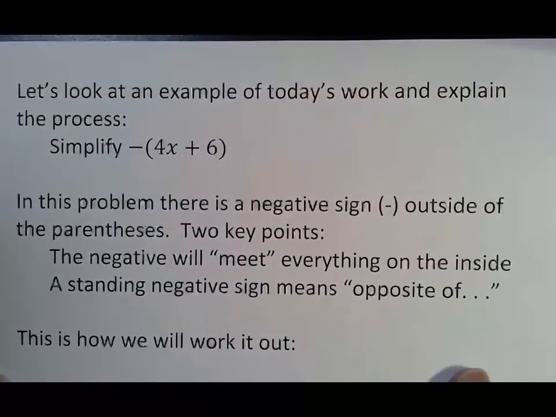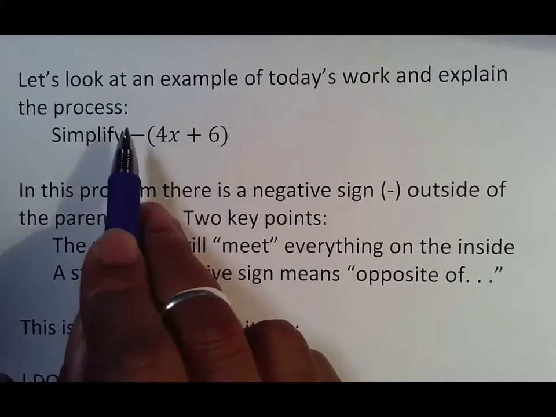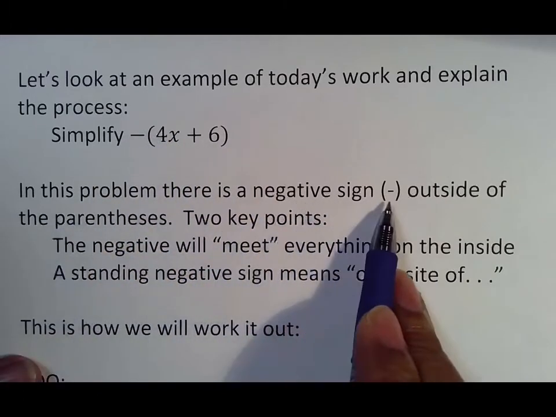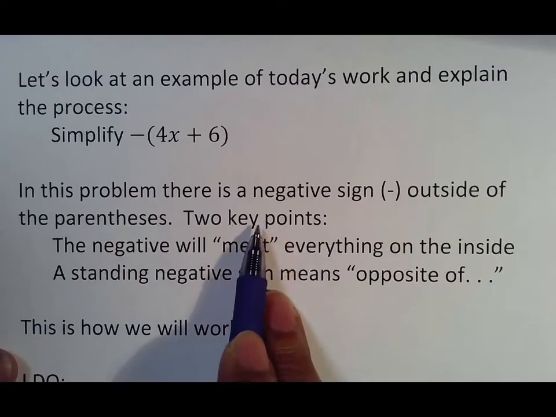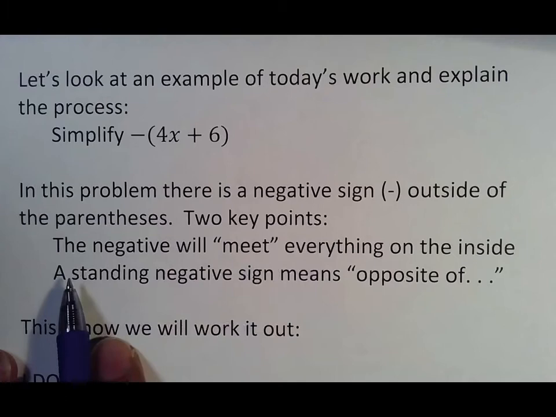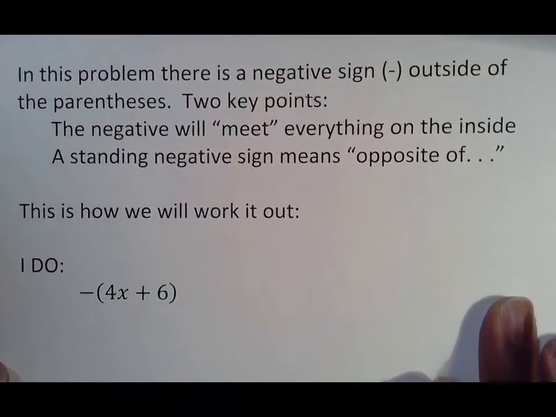So let's look at an example of today's work and explain the process. If they ask you to simplify a negative sign outside of 4x plus 6, in this problem there's a negative sign outside the parentheses. Two key points: the negative will meet everything on the inside, that's number 1, and a standing negative sign simply means opposite of. So this is how we work it out.